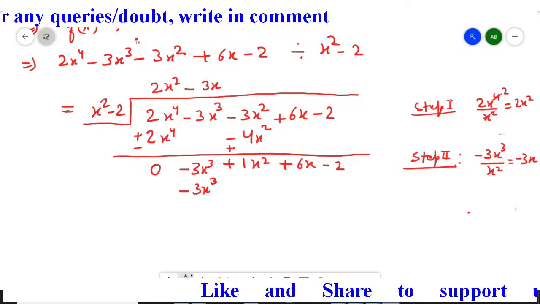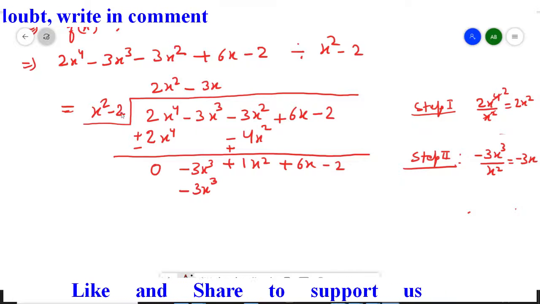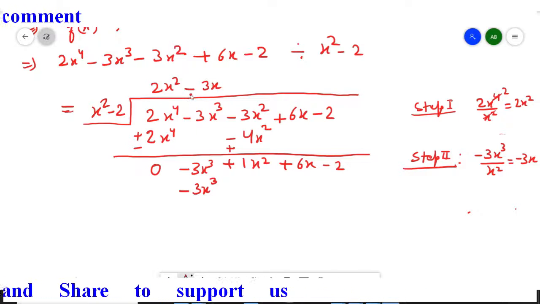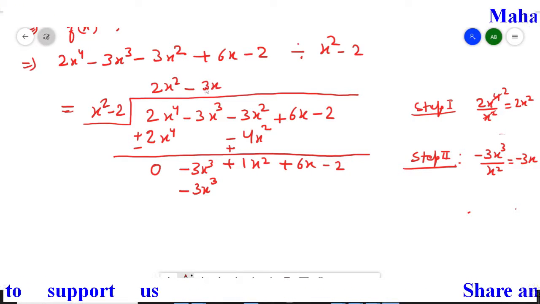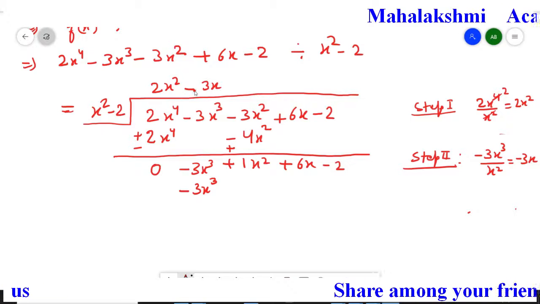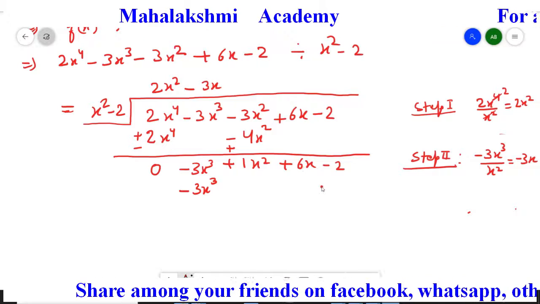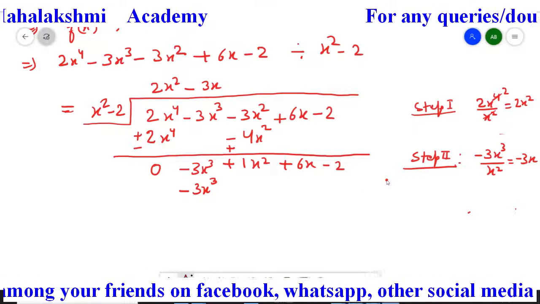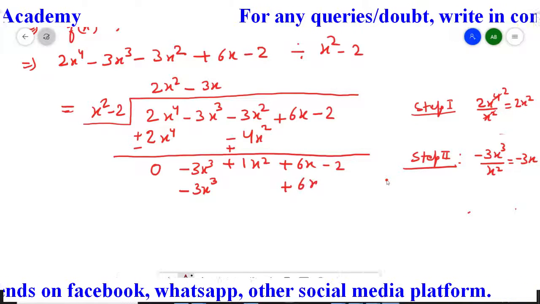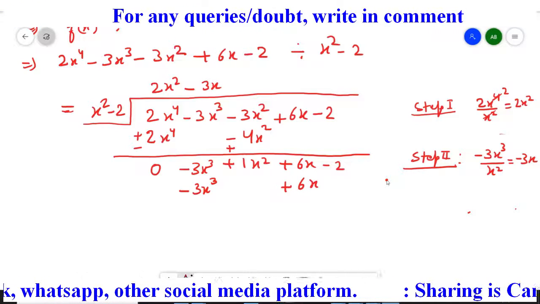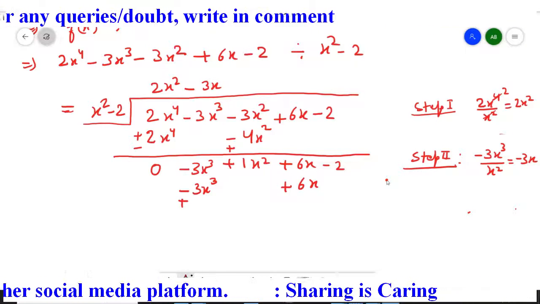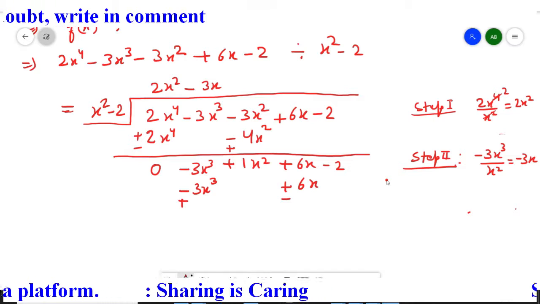In the same way, when you multiply minus 3x by minus 2, first just multiply the sign. So minus into minus is plus. 3 2s are 6. So you will get plus 6x. So plus 6x you have to arrange here with the like terms. Now do the sign change of the product. So minus is going to be plus and this one is going to be minus.